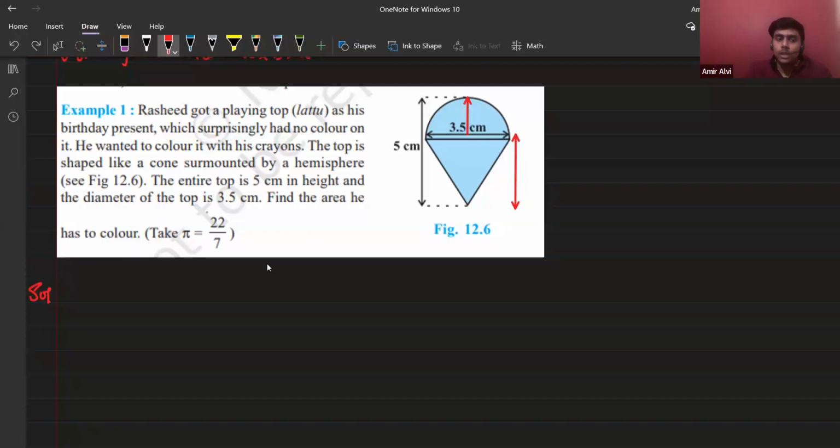Okay. So how many of you have seen a lattu, a playing top? It is a kind of toy around which a rope is whirled, and then we throw it and pull the string. Isn't it like a cone and a hemisphere sort of thing?